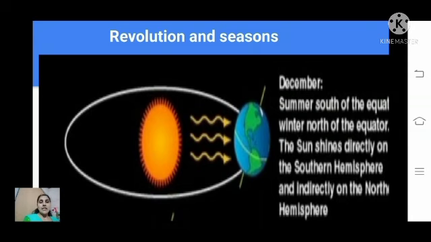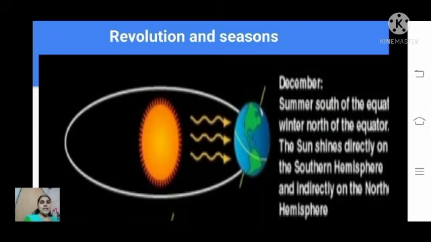when the earth reaches this side of the sun, the southern hemisphere gets direct sunlight from the sun and the northern hemisphere gets indirectly from the sun. Clear? The southern hemisphere gets direct sunlight. At the same time, the northern hemisphere gets indirectly from the sun. So the southern hemisphere has longer days and experiences summer season. At the same time, northern hemisphere has shorter days and experiences winter season.